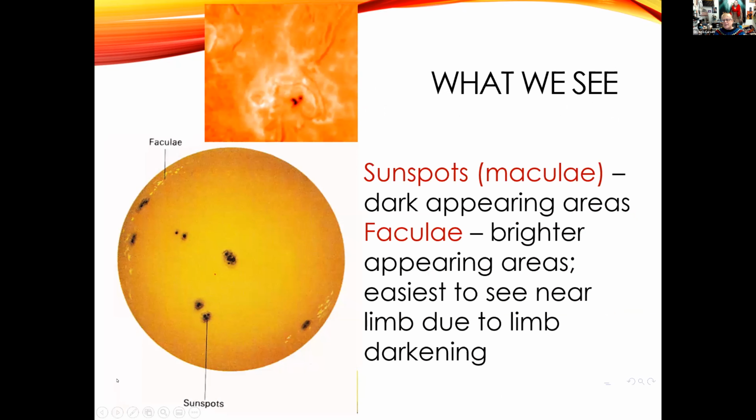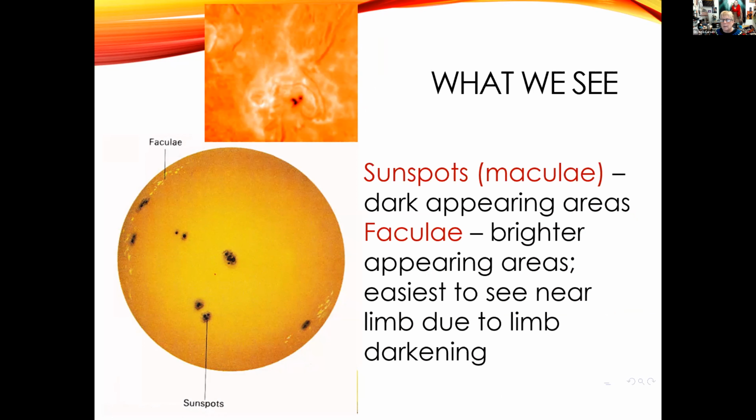But again, what we see is the photosphere. And so looking at the photosphere in this mock-up cartoon here with the actual photograph above it, hopefully it's very obvious that there are these darker appearing regions, which are known as sunspots. Sunspots used to be called maculae. Those are darker appearing areas on the photosphere.